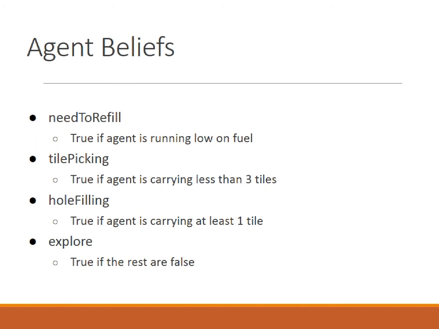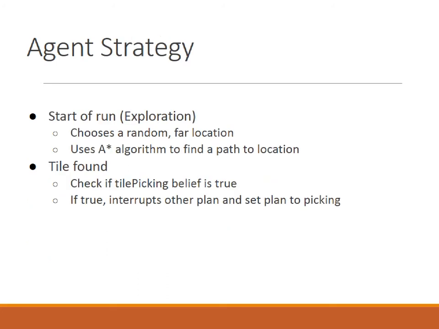The first is the need to refuel. This is always true if an agent is running low on fuel. If there's a need to refuel, you prioritize refueling above everything else. Next is tile picking. If an agent is carrying fewer than 3 tiles and has spare capacity, you prioritize picking up a tile. Following that, after you have the tiles, you try to fill up the holes. This is only true if the agent is carrying at least 1 tile. And lastly, if you have no tile and no hole, you move on to exploration, where you just roam around freely to find the next hole or the next tile.